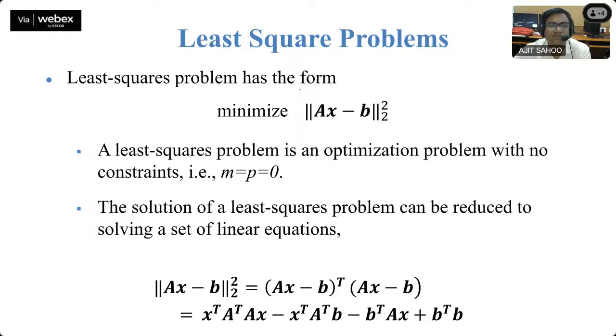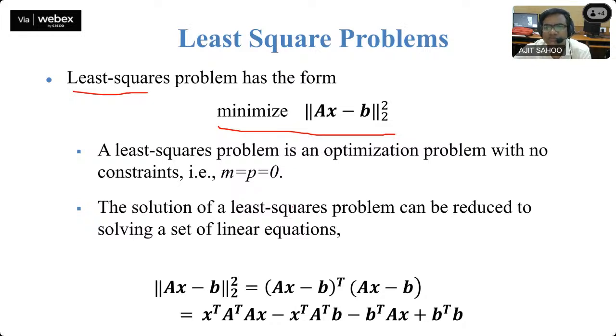So least square problems have the form: minimize ||Ax - b||, that is the norm squared. So the least square problem is an unconstrained problem, so there is no constraint. This is a very popular problem, and many people are using it today.